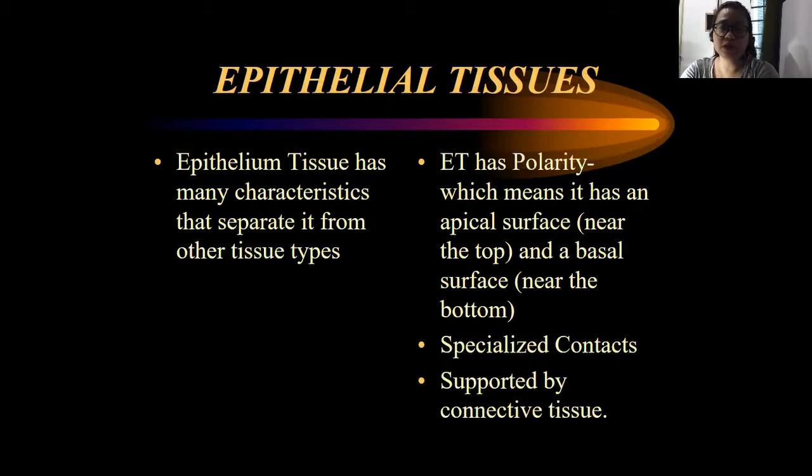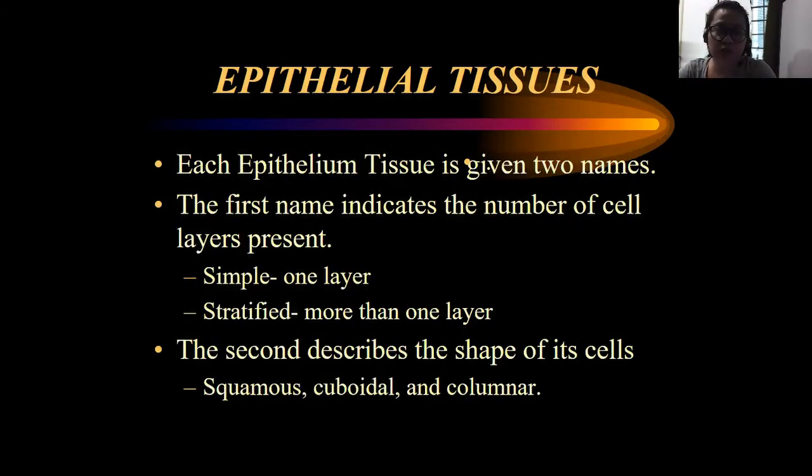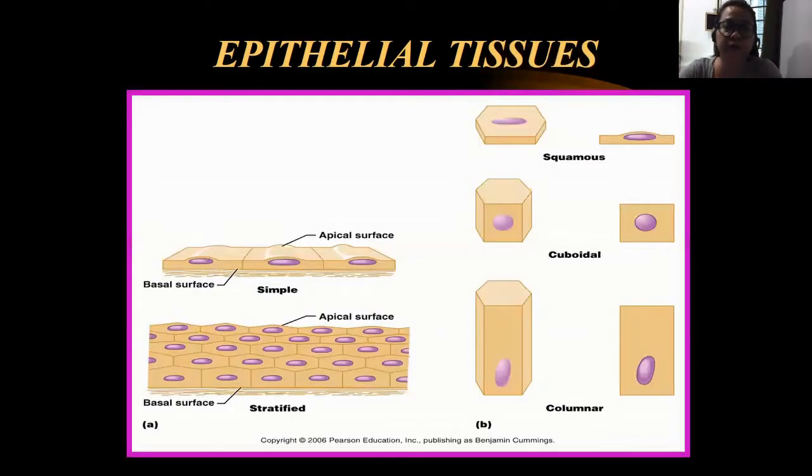Epithelial cells have polarity: the apical surface near the top and the basal surface near the bottom. They have specialized contacts and are supported by connective tissues. Moving on, each epithelial tissue is given two names. The first describes the layers: simple, or a single layer, and stratified, or more than one layer. The second describes the shape of its cells: squamous, cuboidal, and columnar.